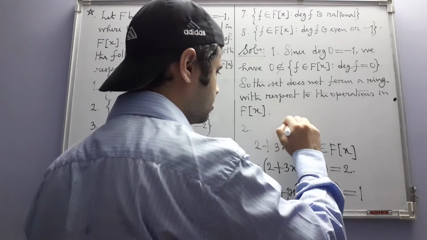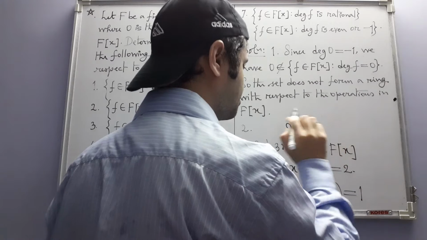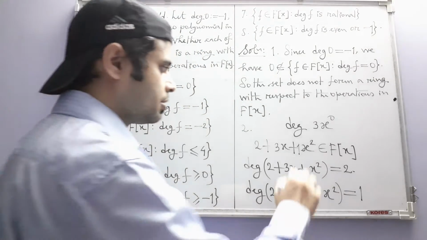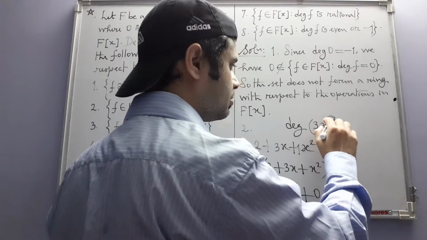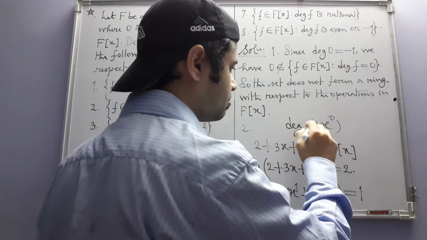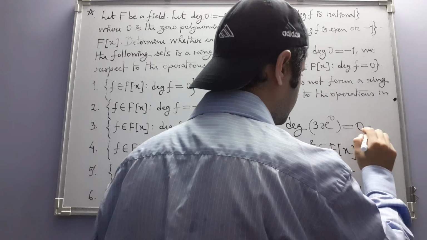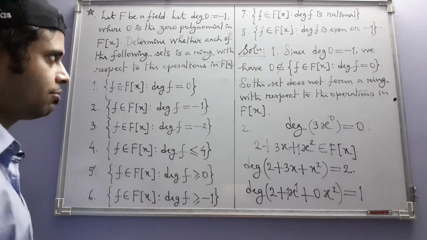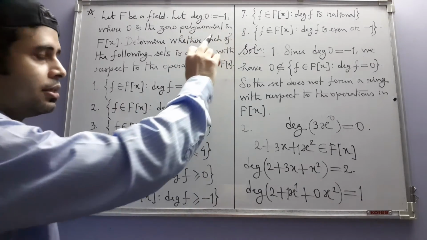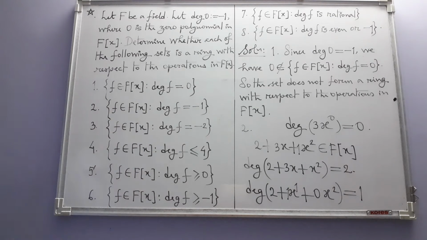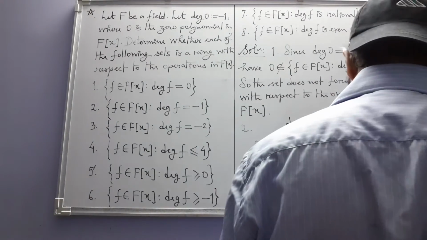And for that same reason, if you take just a scalar, say 3, then the largest exponent appearing in this with a non-zero coefficient in that term is 0. So this is equal to 0, and that's why every non-zero field element, when viewed as a polynomial, has degree 0. However, because of our special definition of the degree of 0 to be -1, this set will have only the 0 polynomial.